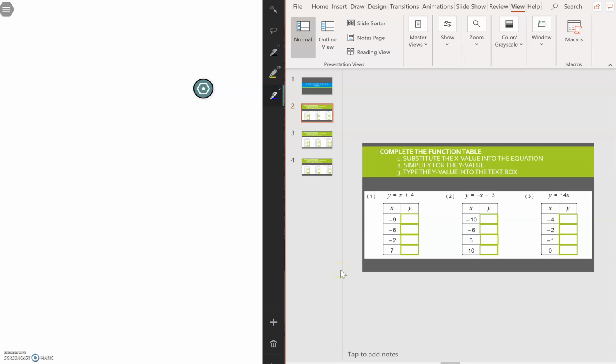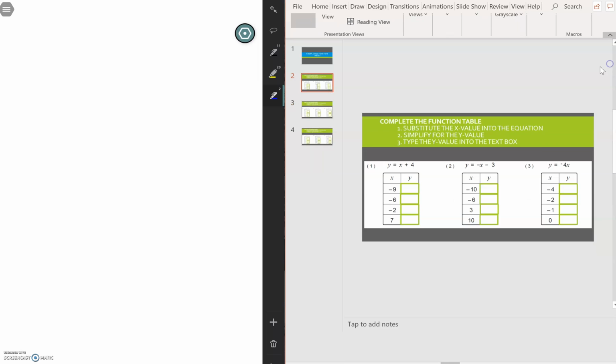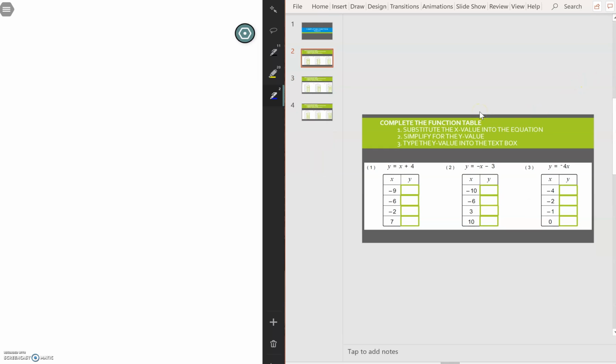Right, so see here, I already have them all formatted for you, so all you have to do is click on the text box and type in the value. I'm going to go over a few of these examples with you, and then the rest will be your assignment. So let's look at the directions.